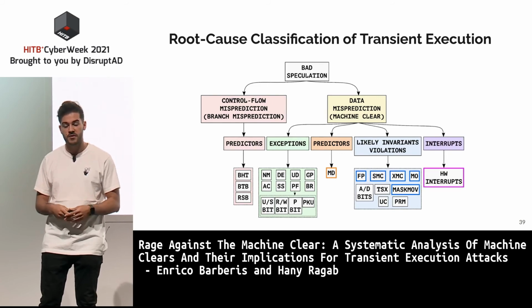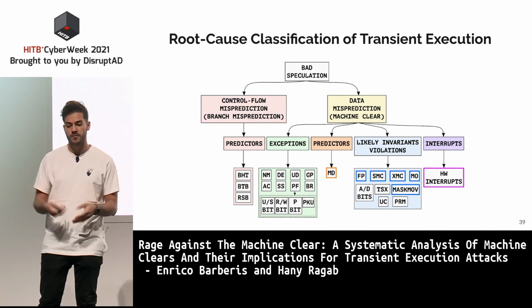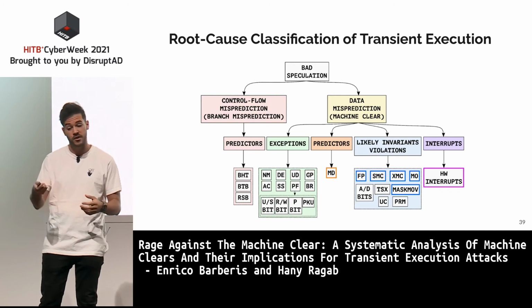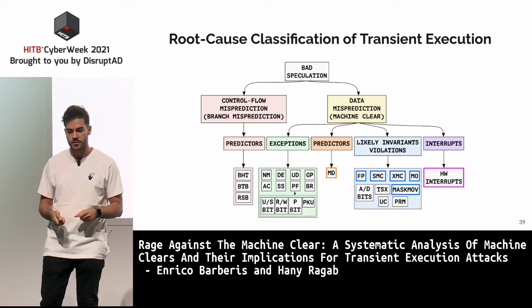Another subclass of data misprediction that we observed creating transient execution paths is interrupts, and more specifically, hardware interrupts. You can read more about this in our paper.